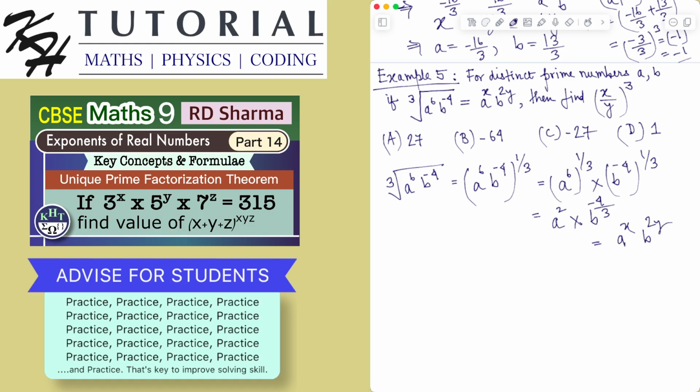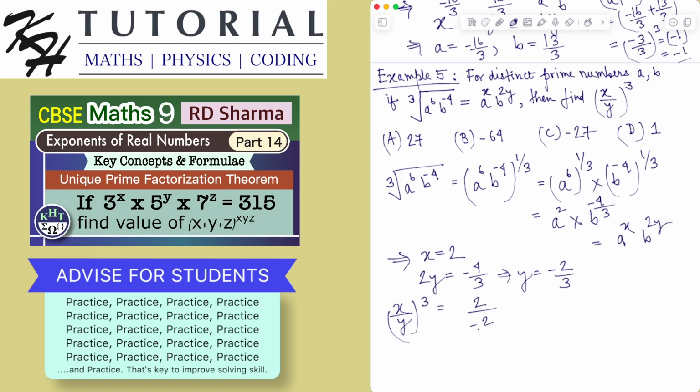Since a and b are distinct prime numbers, I can equate the powers of a in both the sides and the powers of b from both the sides. So we get x is equal to 2 and 2y is equal to minus 4 by 3. This implies y is equal to minus 2 by 3. So we have to find x by y whole cube. x by y whole cube will be, what is x? x is 2 and what is y?